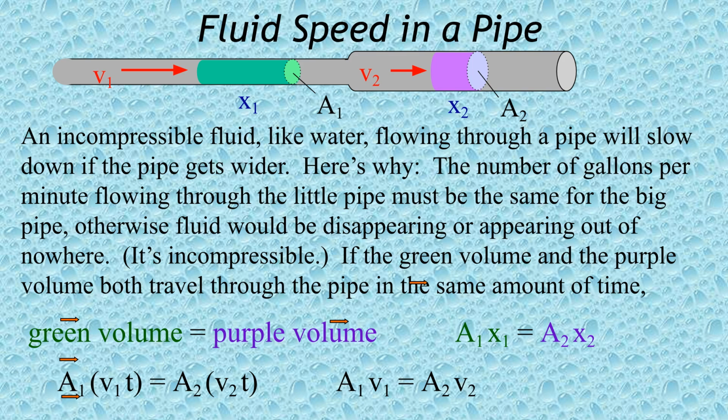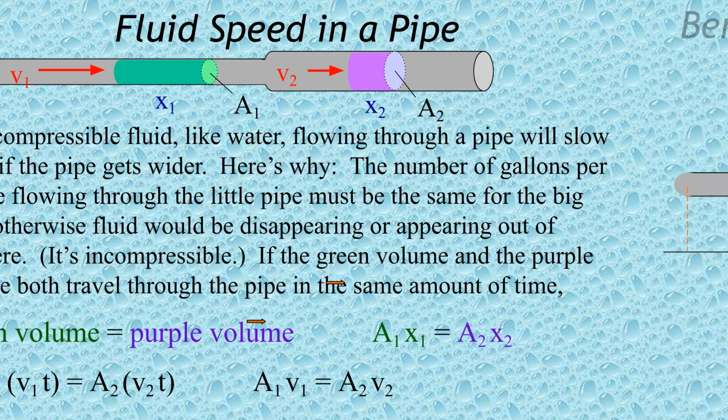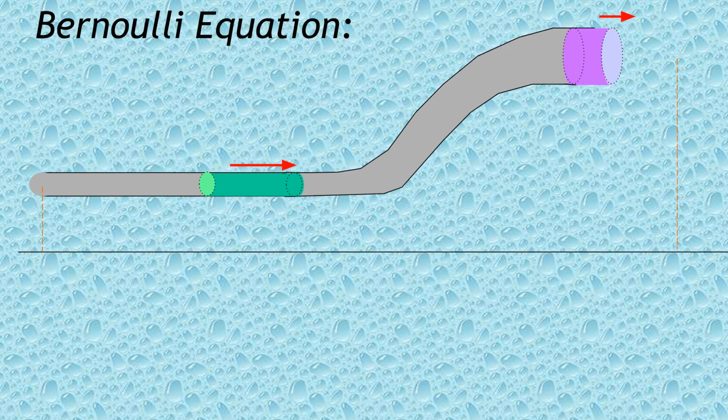A times v equals a constant. Therefore, a wider pipe section results in slower fluid speed. The Bernoulli equation describes the relationship between pressure, speed, and height for a non-viscous, incompressible fluid.